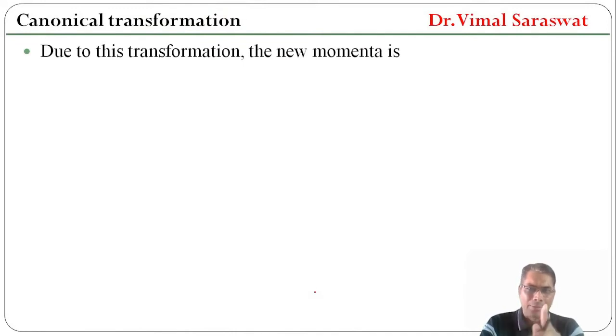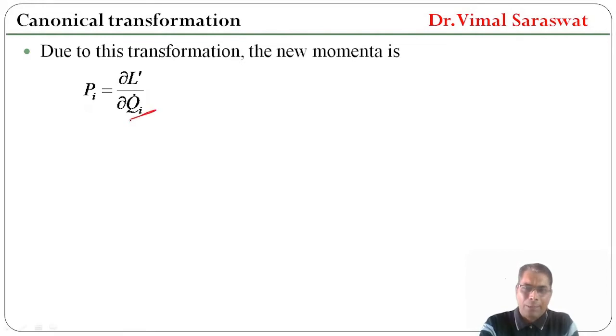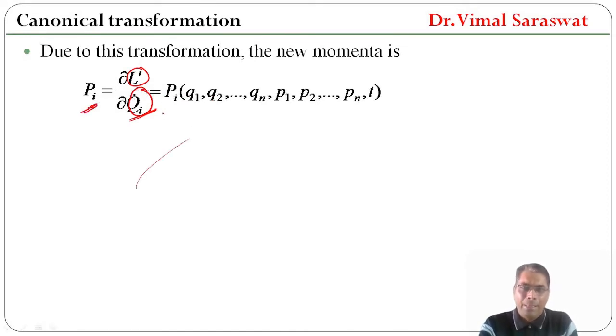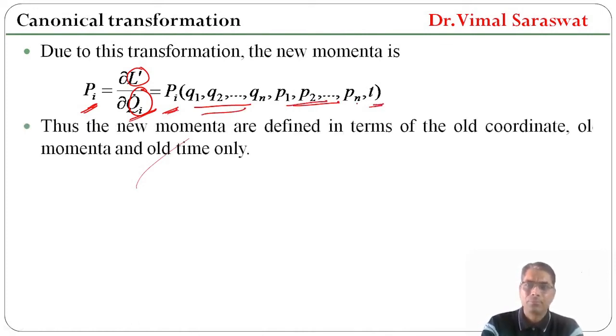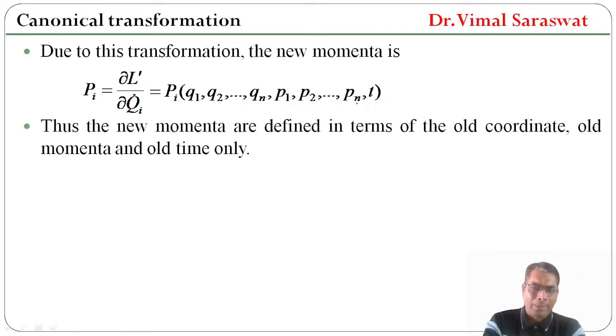Due to this transformation, the new momentum capital Pi is equal to del L dash upon del capital Qi dot. So this is our new Lagrangian, this is our new velocity, and this will be our new momenta. And this Pi is a function of old coordinates, old momenta and time. Thus, the new momenta are defined in terms of old coordinates, old momenta and time.